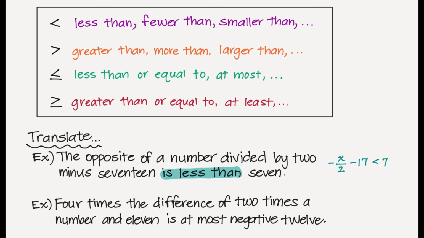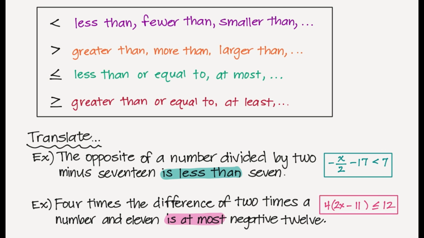And there we go. This second example here says 4 times the difference of 2 times a number and 11 is at most -12. So I have 4 times the difference of 2 different things. It's 2 times x and 11. And at most is telling me it's going to be less than or equal to the number 12. And I'm done. So there you have it.